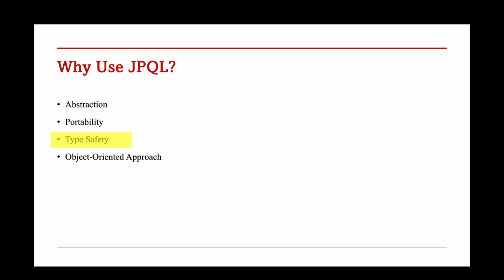Now, type safety. JPQL gives you compile time checks thanks to your Java entities. This means fewer runtime errors and more confidence in your code from the get-go. And last but not least, the object-oriented approach. JPQL is all about thinking in objects and their relationships, not just rows and columns. It's a natural fit for any OOP enthusiast.